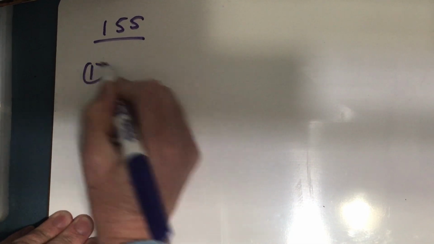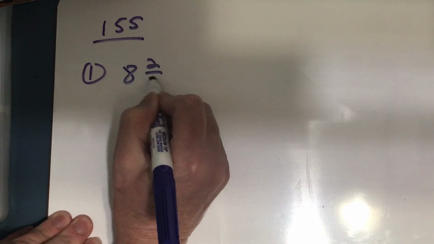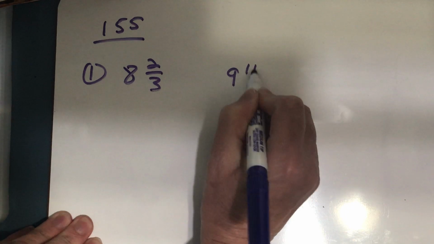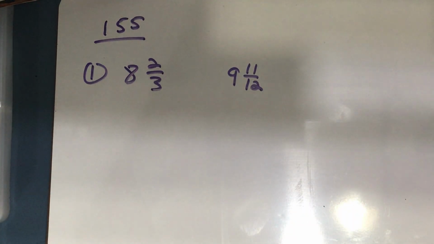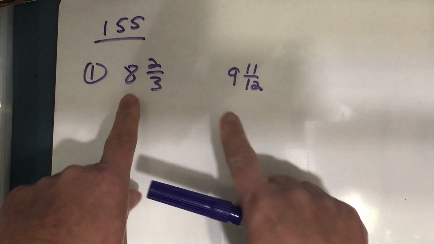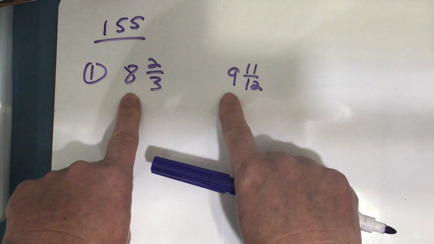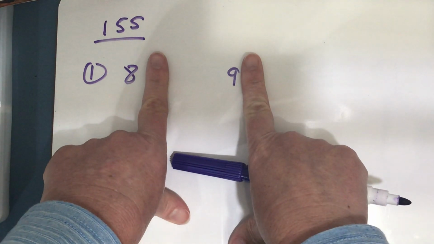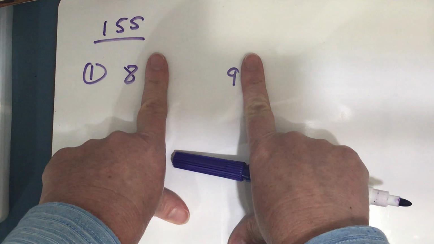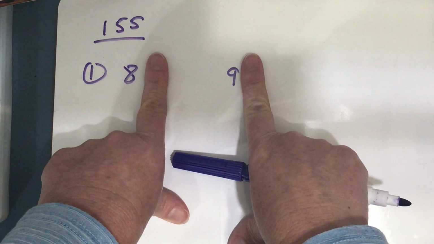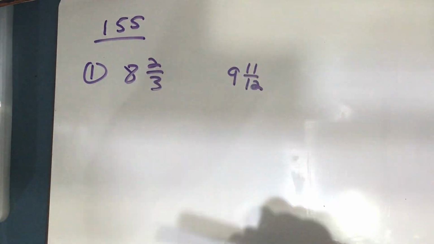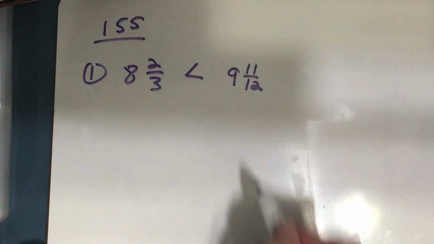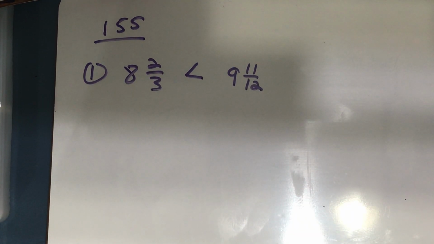And number 1, I'm asked to compare 8 2/3 to 9 11/12. Well, if I look at my whole numbers, I can see I have an 8 and a 9. So I don't even have to look at the fractions. I just have to compare my whole numbers because they're different. So 8 is less than 9. So 8 2/3 is less than 9 11/12.